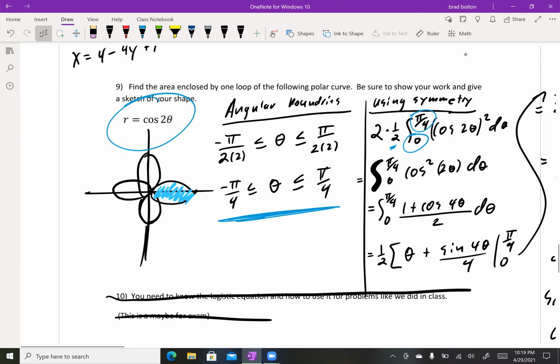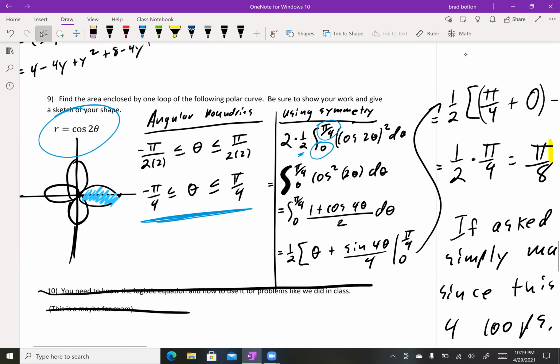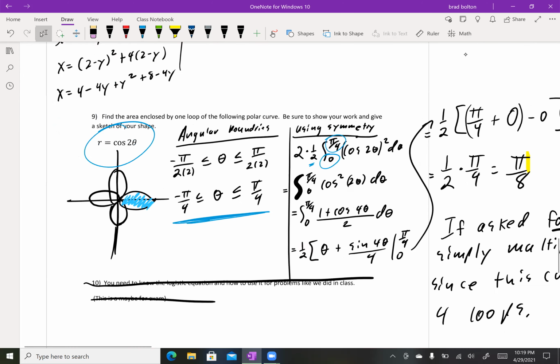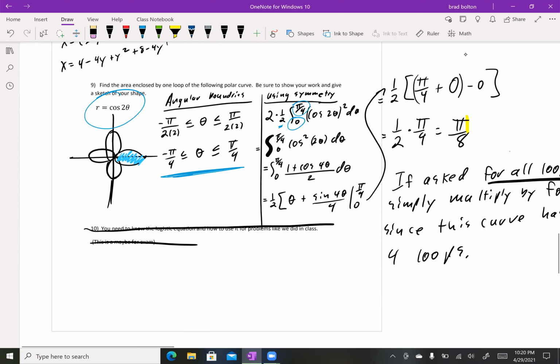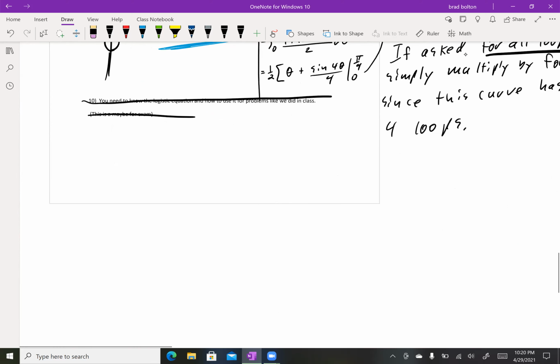Here's a rose petal. You should always know how to do the rose petal. They're kind of cool, knowing how to find their angular boundaries. Here's the work for it. If by any chance I had asked for all the area, you would just do one loop and then multiply it by 4, because there's 4 in this particular problem. In another one, there might be 8, and another one, there might be 3. Okay, and I think that's it, you guys.